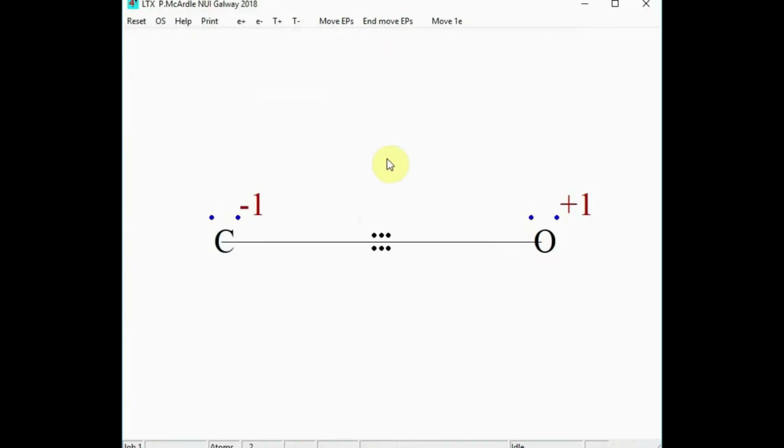In the Lewis drawing, bonded electrons are shown in black and non-bonded or lone pair electrons are shown in blue. In carbon monoxide we can see there are 6 electrons in the bond. It's a triple bond between the carbon and the oxygen, and the structure has a negative charge on the carbon and a positive charge on the oxygen.